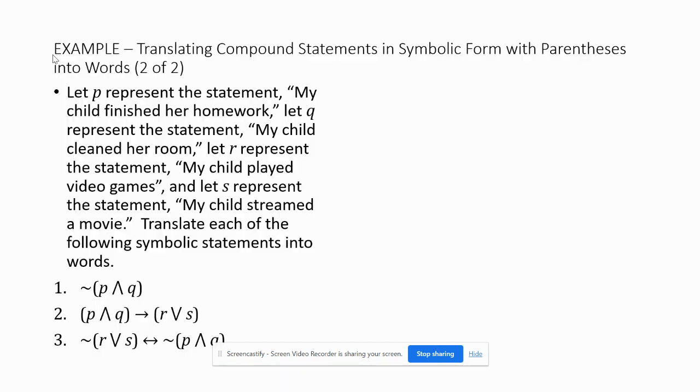We're going to take a look now at this second number 2. So we have P and Q, and then R and S in their own set of parentheses. Again, let's look at those parentheses first. P and Q, which we saw with number 1, meant that she cleaned her room and did her homework.